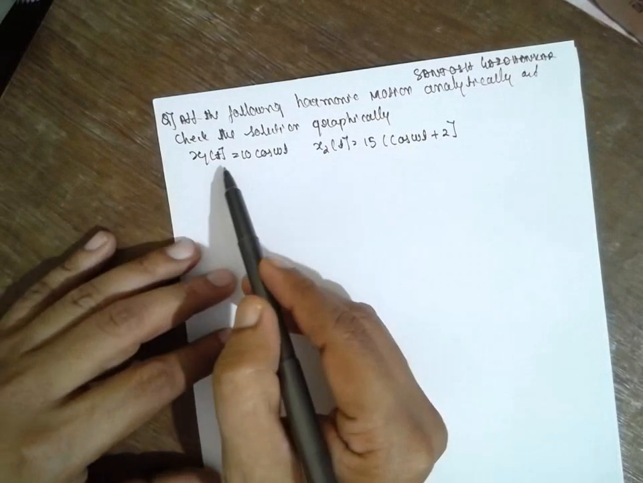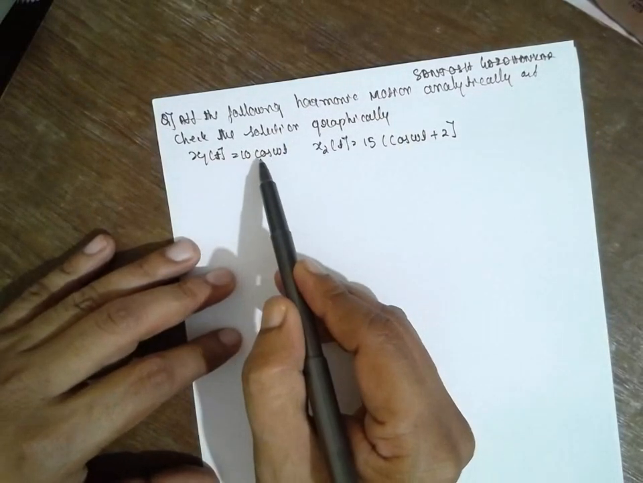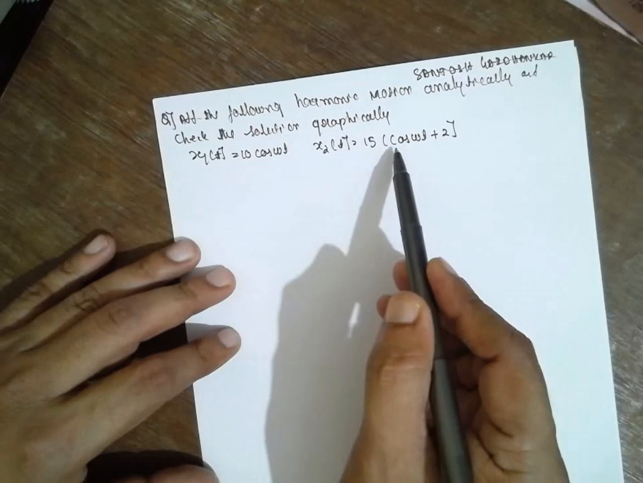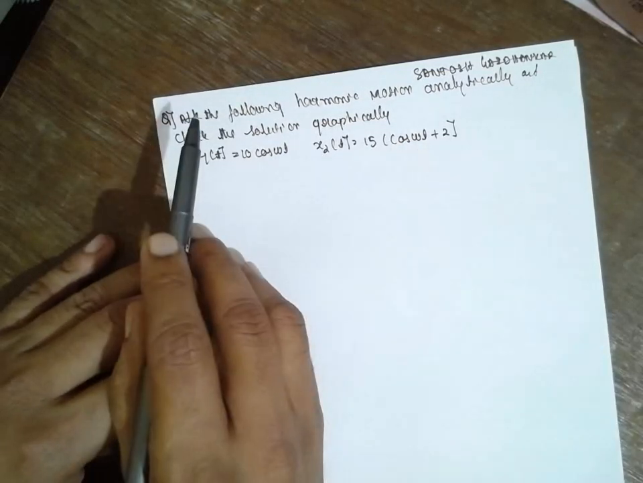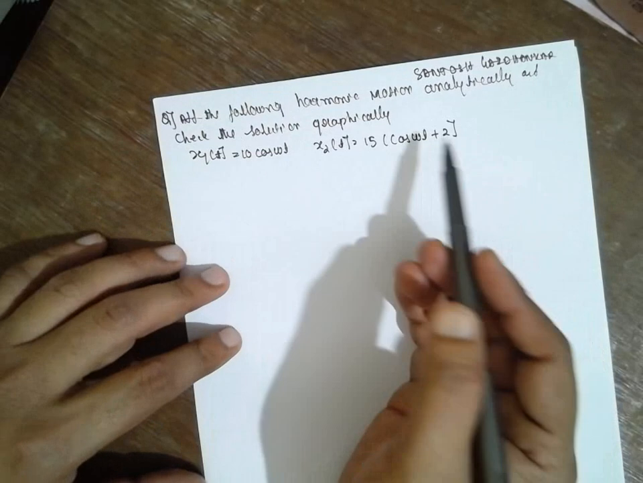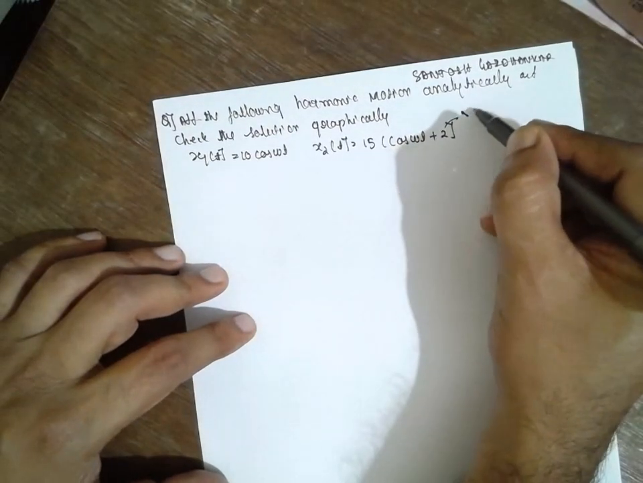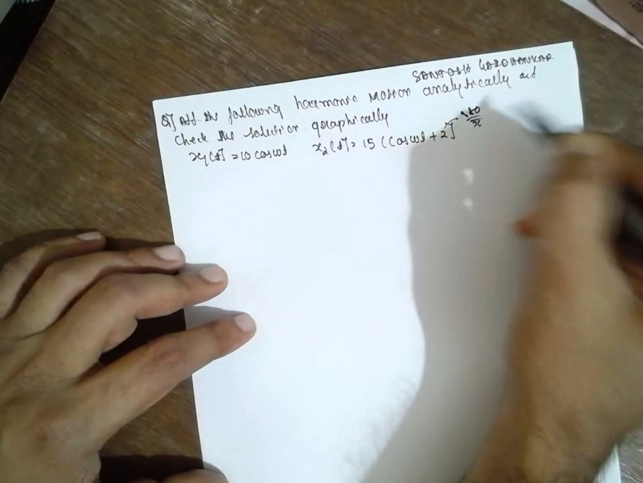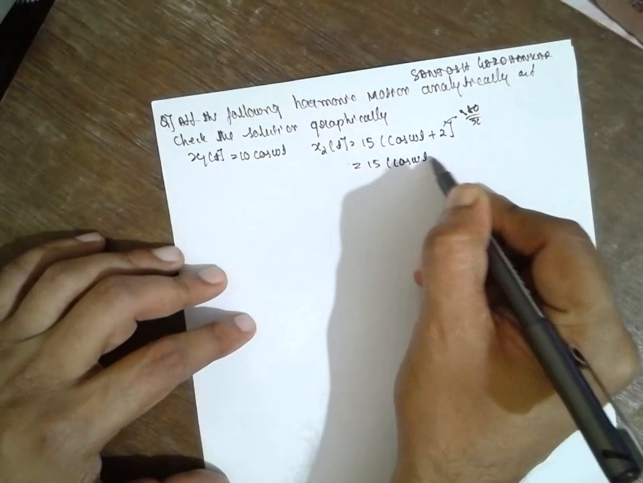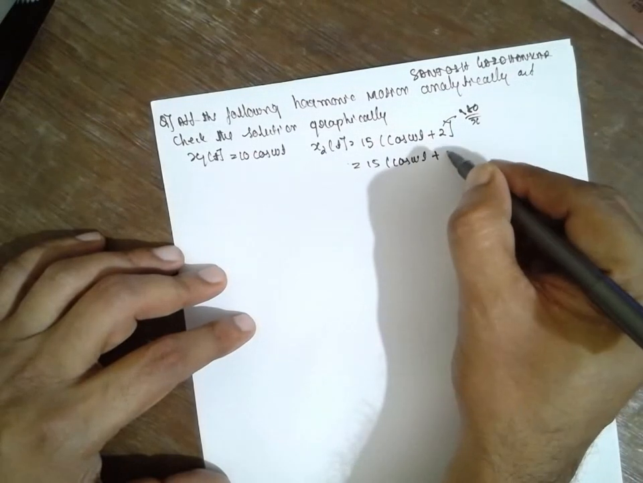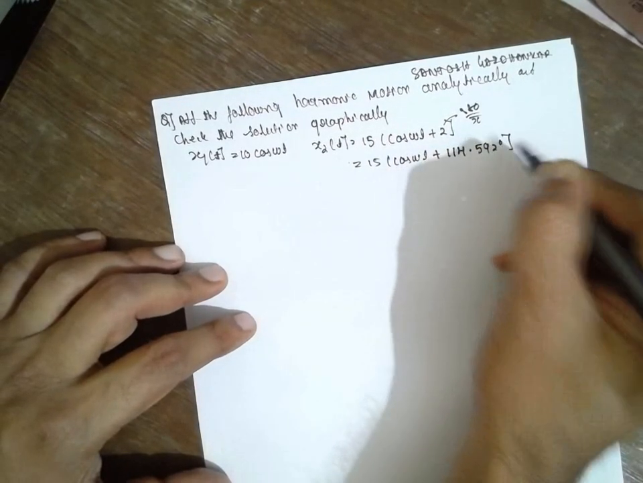In the last two lectures we went for the sine. Now the concept about the cos: either you have to convert completely into cos, or you have to go completely for sine. For this one, just multiply. This is in radian, times 180 divided by pi. You will get 15 cos(omega t + 114.592 degree).